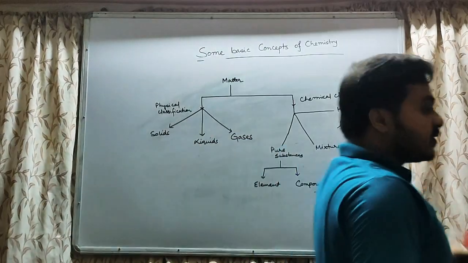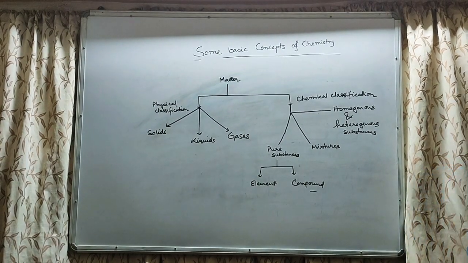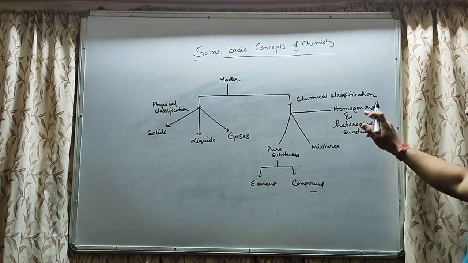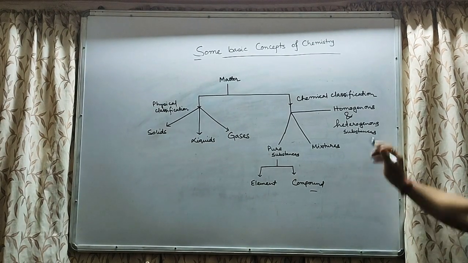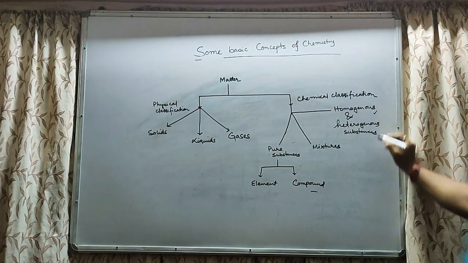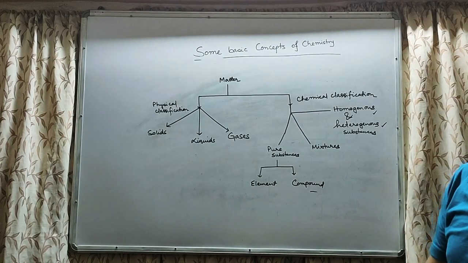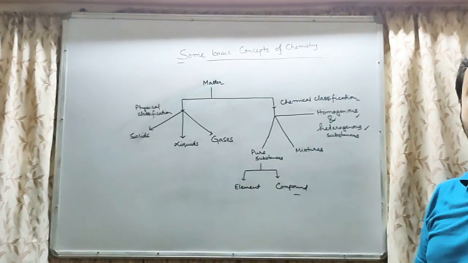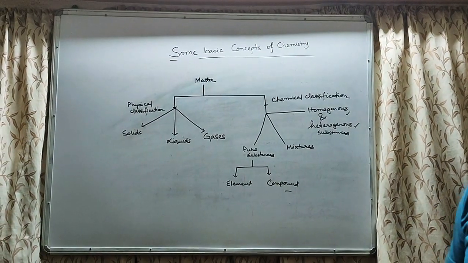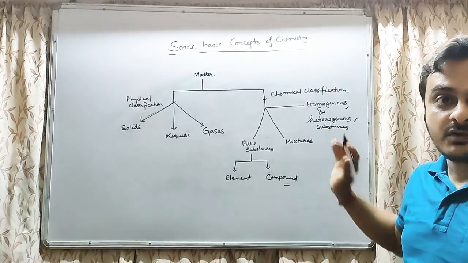Now, what is homogeneous? What is heterogeneous? I didn't discuss it. Homogeneous is defined to be a material that has uniform composition and identical properties. That is termed as the homogeneous. And heterogeneous substance is defined as the substance in which the components are present in two phases, and its composition is not uniform throughout.